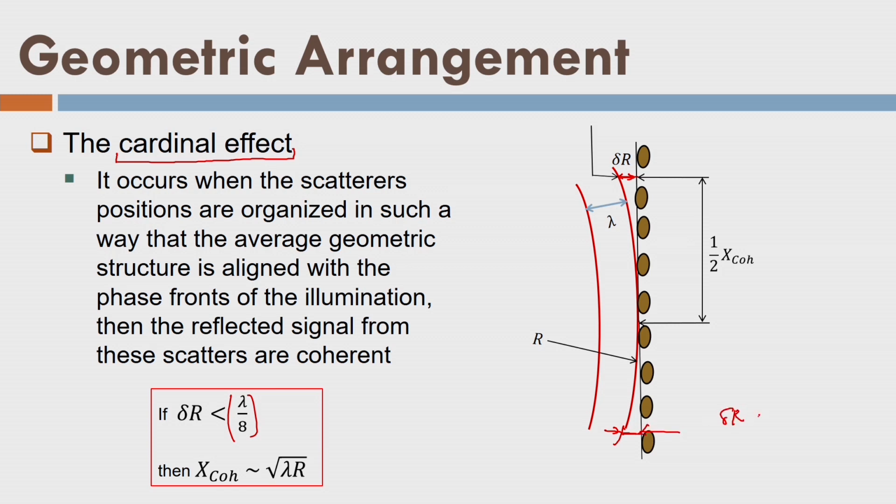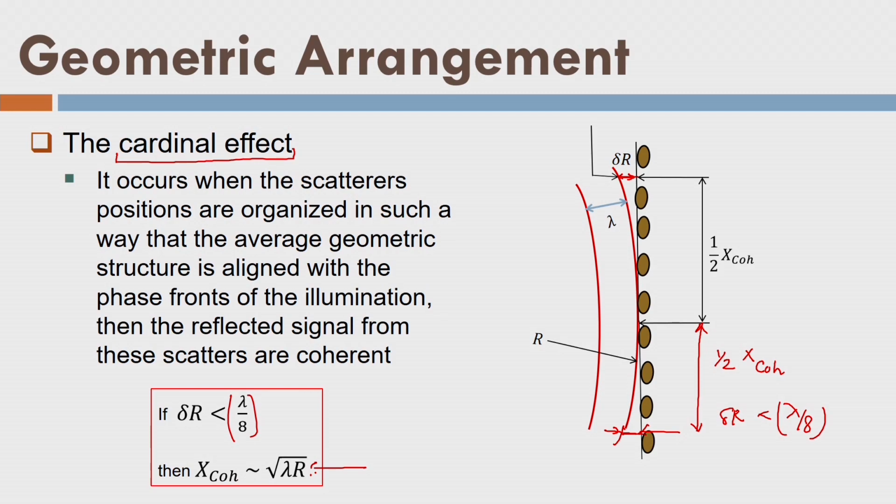So, if delta r is less than lambda by 8, there is a length which is giving you the coherent backscatter, and this is given by the square root of lambda times r. So, if lambda is higher, what will happen? The coherent length over which I will get the coherent response will be higher. Similarly, if my range or the slant range is higher, automatically the wavefront at larger distance will behave flat, and that is the reason this effect will be more visible there. That means I will get more length on the surface that will behave as a coherent length.